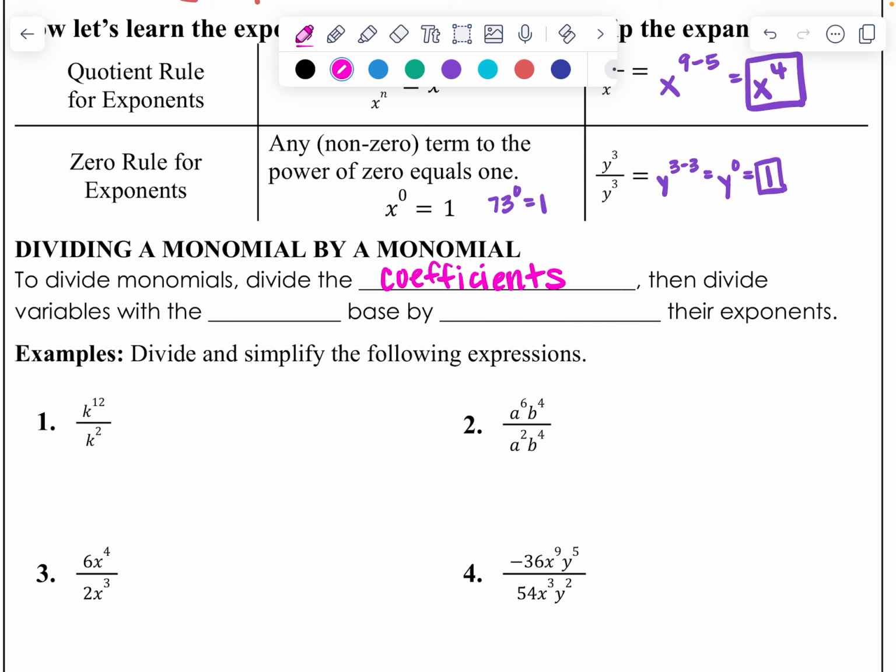Then divide the variables with the same base by subtracting their exponents. So remember, same base means that they have the same letter. They have to be the same variable for you to add or subtract the exponents.